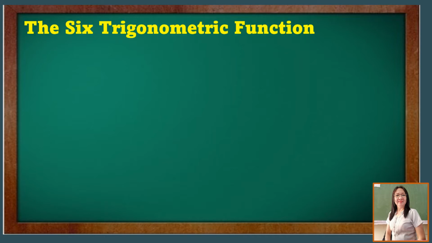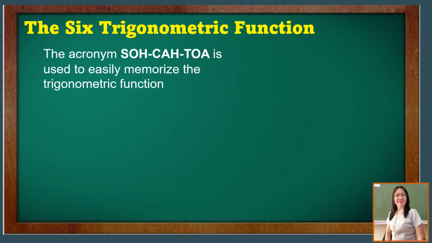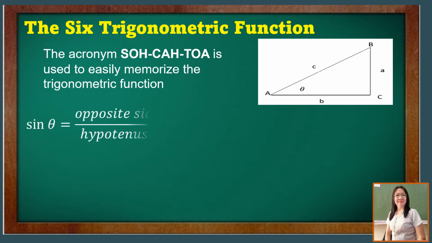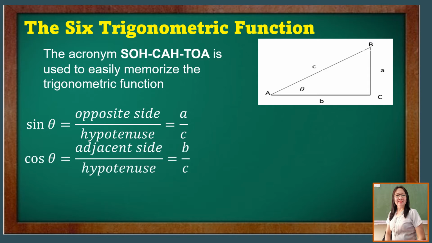But before we start, let us have a recall of the 6 trigonometric functions. The SOHCAHTOA, which is the acronym, is used to easily memorize the trigonometric functions. Let us have this figure. Again, we have sine theta is opposite side over the hypotenuse, so this is pertaining to A over C. While cosine theta is described as adjacent side over the hypotenuse, or B over C.